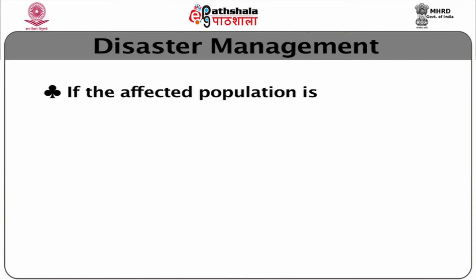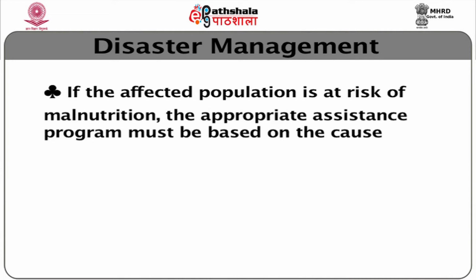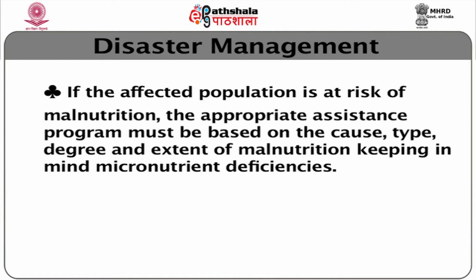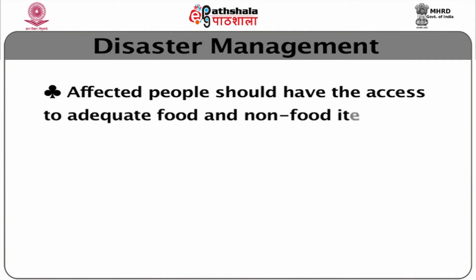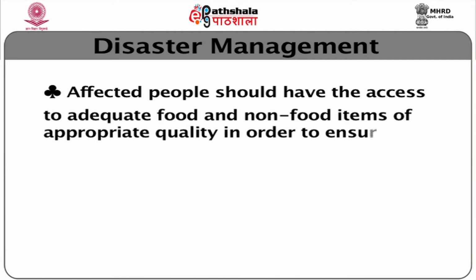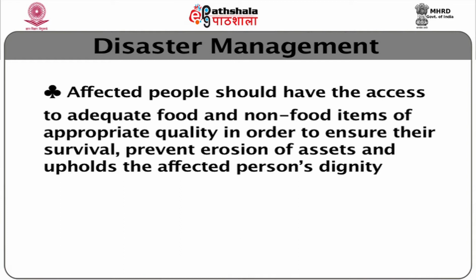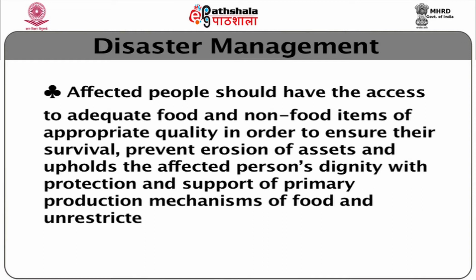If the affected population is at risk of malnutrition, the appropriate assistance program must be based on the cause, type, degree, and extent of malnutrition, keeping in mind macronutrient deficiencies. Affected people should have access to adequate food and non-food items of appropriate quality in order to ensure their survival, prevent erosion of assets, and uphold the affected person's dignity, with protection and support of primary production mechanisms of food and unrestricted access to markets.